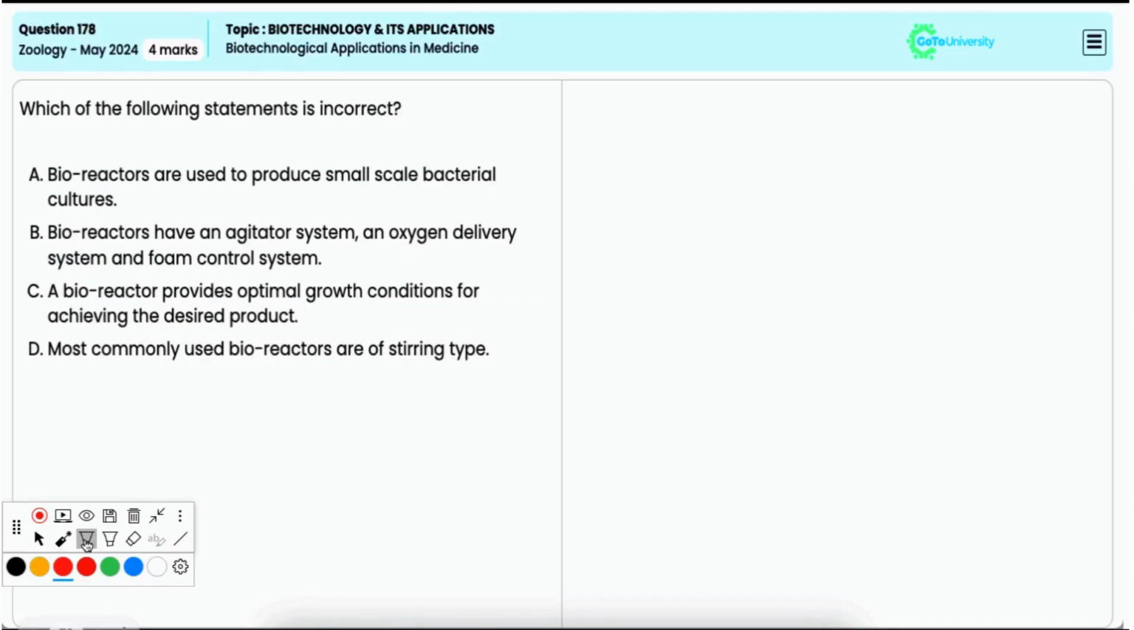In this question, you have to identify the incorrect statement. Option A: bioreactors are used to produce small scale bacterial cultures. Now, it is incorrect because bioreactors are mainly designed for large scale production, such as industrial fermentation processes or large scale bacterial or microbial cultures. Hence, this is the correct option.